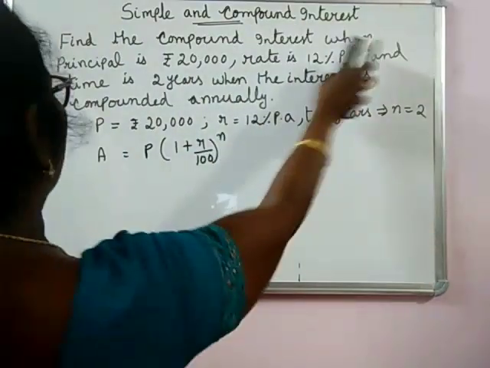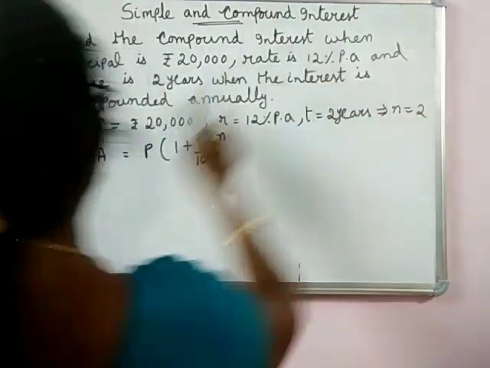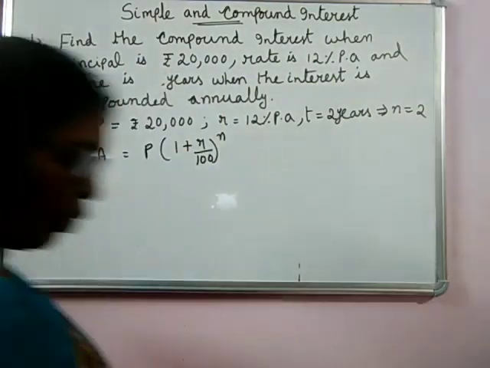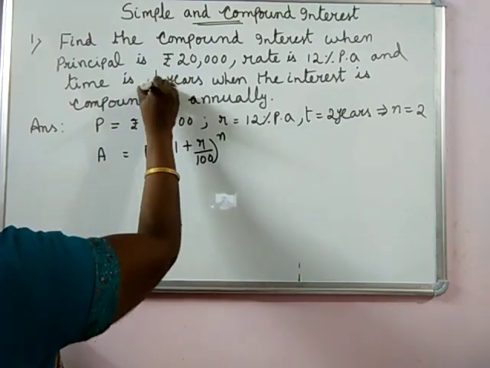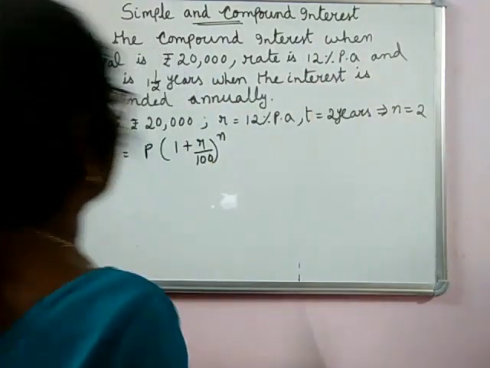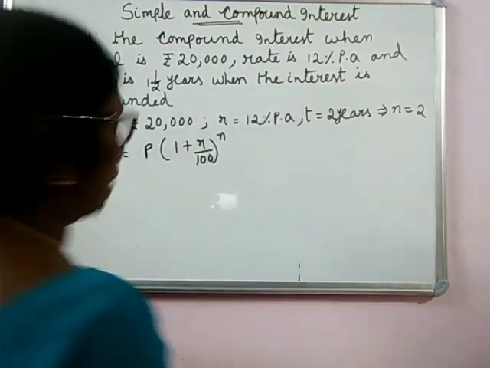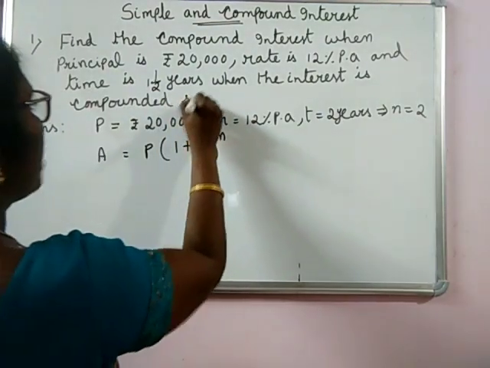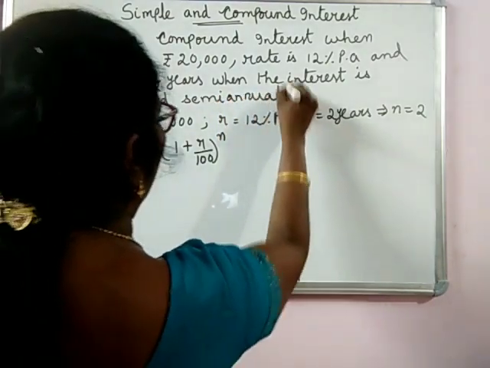Find the compound interest when principal is 20,000 rupees, rate is 12% per annum, and time, let me give you 1.5 years. When the interest is compounded half yearly or semi-annually, both are same. Compounded semi-annually. Semi-annually means half yearly.